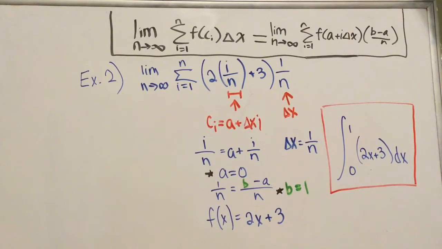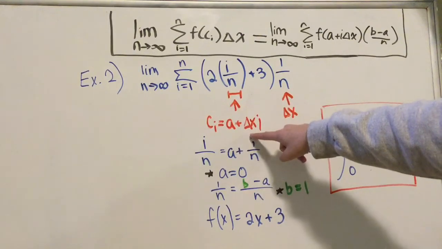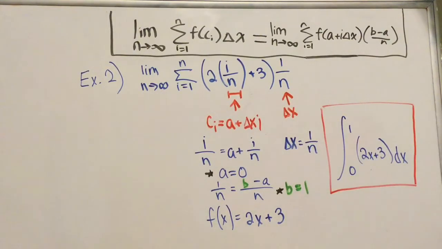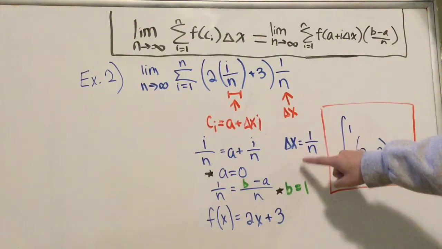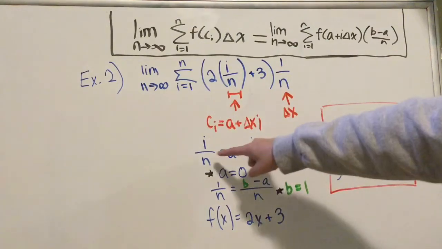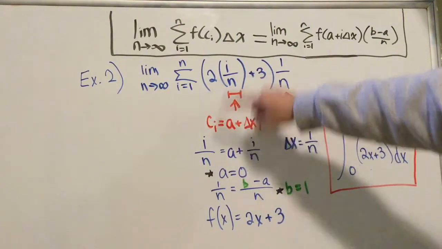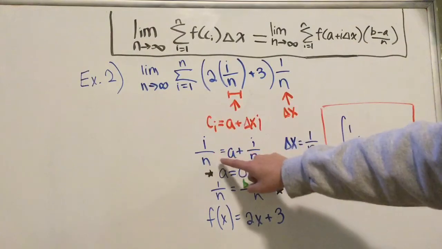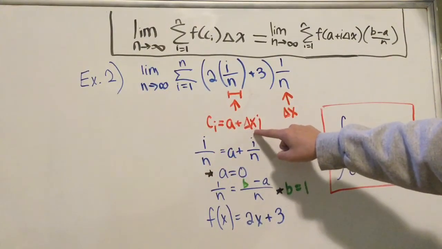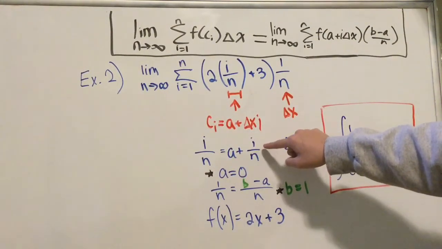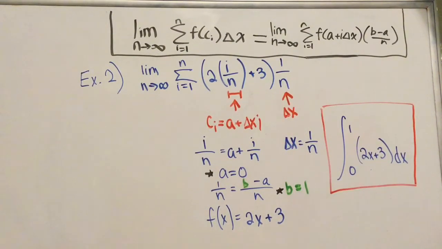So once you know what c sub i is, you can figure out that c sub i is equal to a plus delta x times i. And delta x times i is just equal to i over n. So since c sub i is equal to i over n, you would have i over n is equal to a plus delta x times i, which is basically equal to i over n. So now you can figure out that a is just equal to 0.